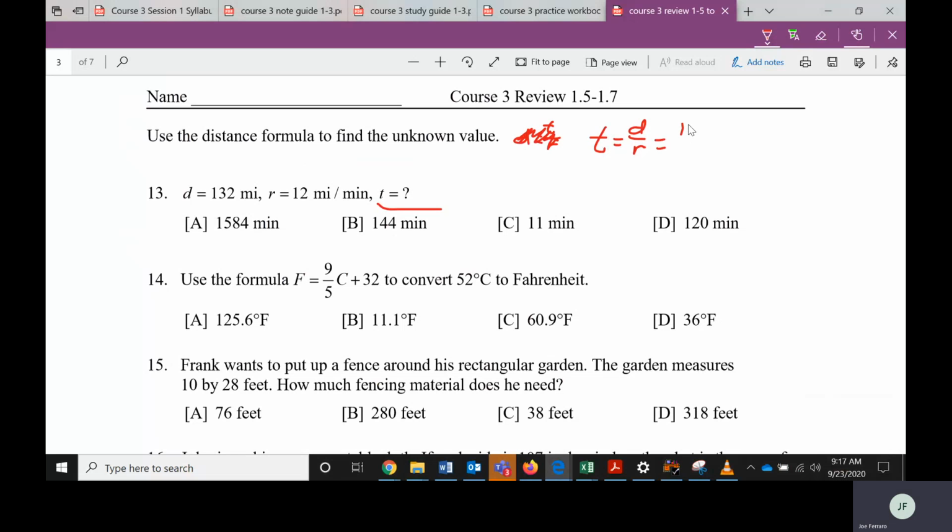Distance is 132 miles. Rate is 12. So again, you take your calculator, take 132 divided by 12, and that equals 11. Now, because it's multiple choice, they all have the label on there anyways, but because the rate was in miles per minute, we're dealing with minutes here, so the answer is 11 minutes. Okay.